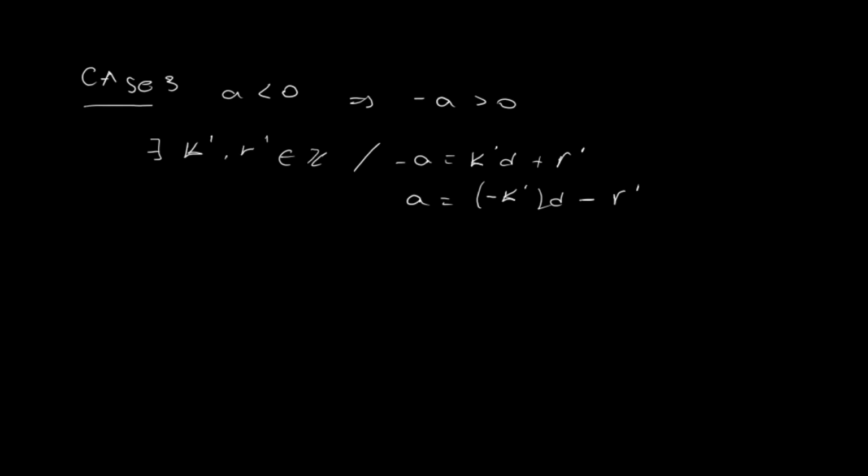And now we're gonna consider two cases. The case where r prime is 0. If this happens, then all we have to do is take k equals minus k prime and r, that will equal r prime, equal to 0. And we have that A will be k times d plus 0. And we have proven the theorem.